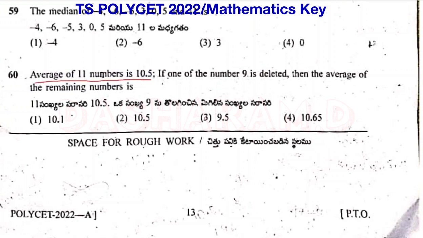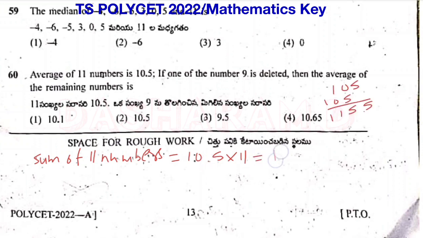Question number 60, last question. Average of 11 numbers is 10.5. If one number, 9, is deleted, then the average of the remaining numbers is. Average means arithmetic mean. So the average of 11 numbers is 10.5. Then the sum of 11 numbers will be equal to the average multiplied by 11. You will get the sum.